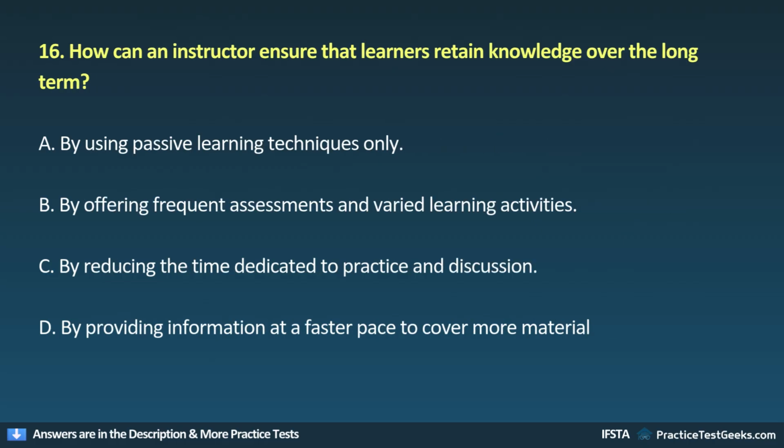16. How can an instructor ensure that learners retain knowledge over the long term? A. By using passive learning techniques only. B. By offering frequent assessments and varied learning activities. C. By reducing the time dedicated to practice and discussion. D. By providing information at a faster pace to cover more material.